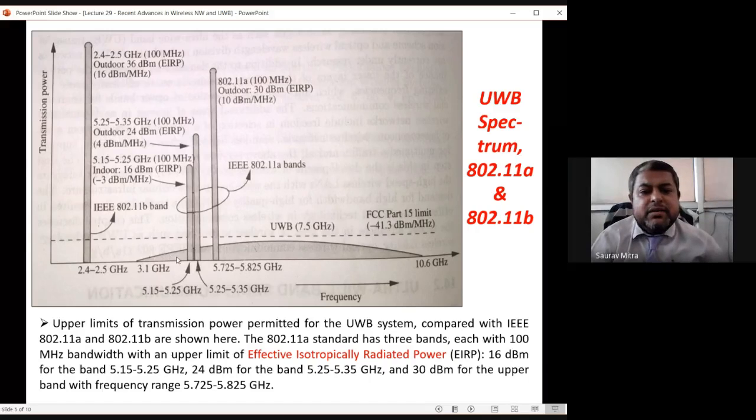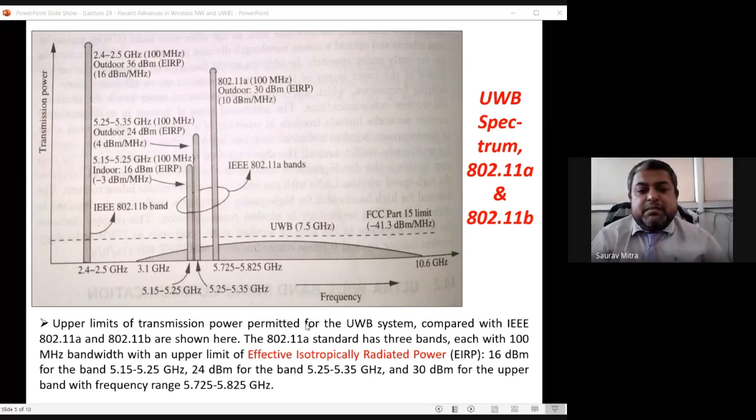So the first one is ultra wideband. It ranges from 3.1 gigahertz to 10.6 gigahertz. The width is 7.5 gigahertz. This is the first thing. Narrowband B, 802.11b, is from 2.4 to 2.5 gigahertz, and narrowband A has three bands. The first band is 5.15 to 5.25, next is 5.25 to 5.35, and the next one is 5.725 to 5.825 gigahertz.